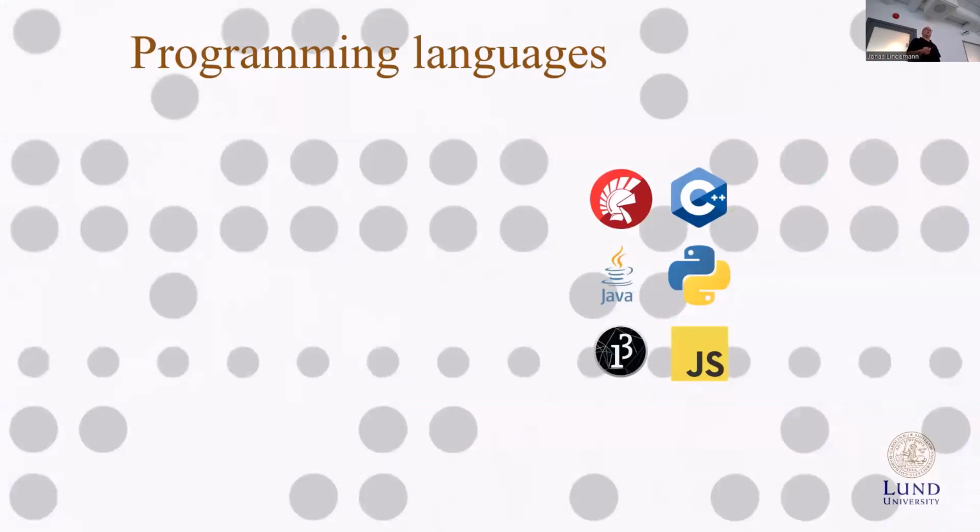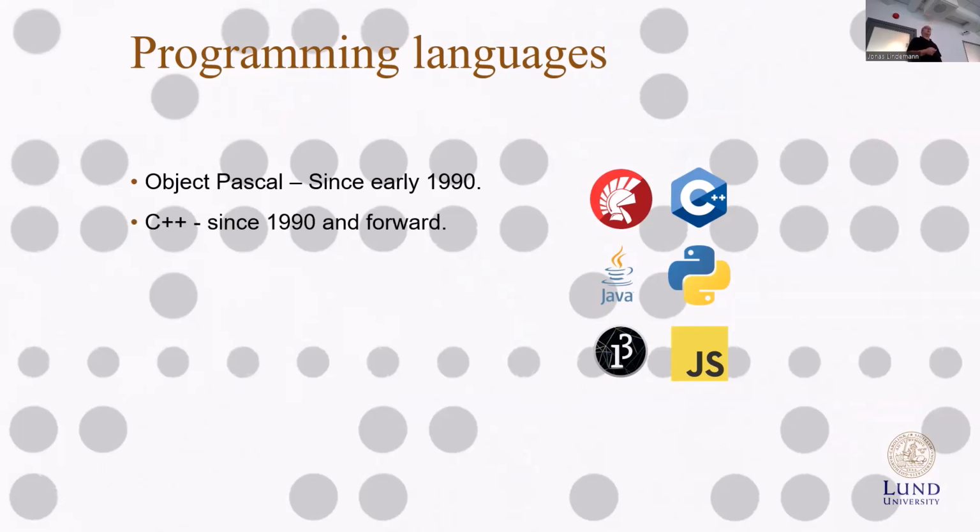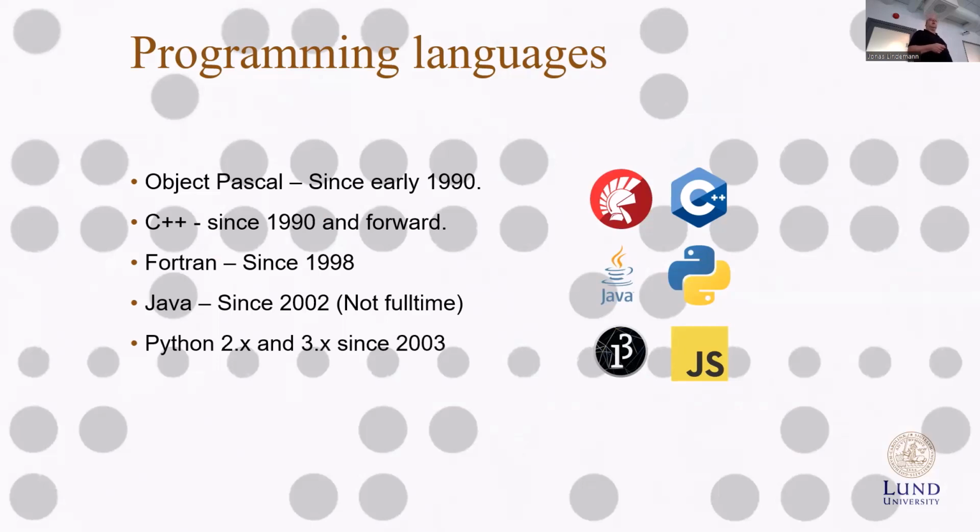I have been working with many languages. I started off with Object Pascal. Before that I used BASIC as well, but Object Pascal was my first real serious language. Working with C++ since the 90s, Fortran since 98, Java bits, not full time. Python since 2003, just after my PhD. Processing, which is a Java-based creative programming tool, and very little JavaScript as well.